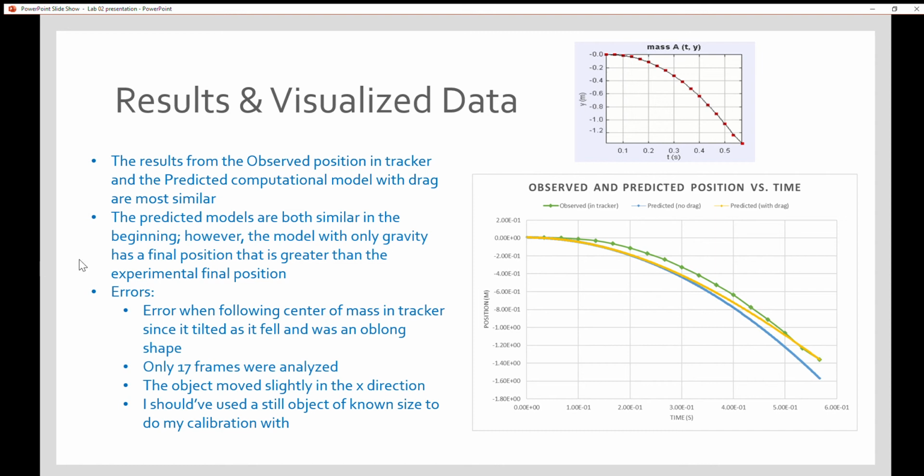Some errors I saw arise in my lab as a result of the visualized data, where I might have tracked my centers of mass incorrectly in Tracker because of the object's oblong shape. The slope might have been more accurate if I had analyzed more than 17 frames, and the object in Tracker moved slightly in the x direction.